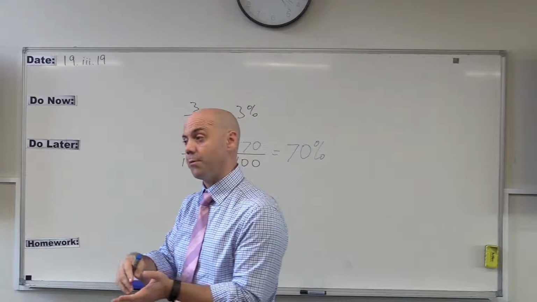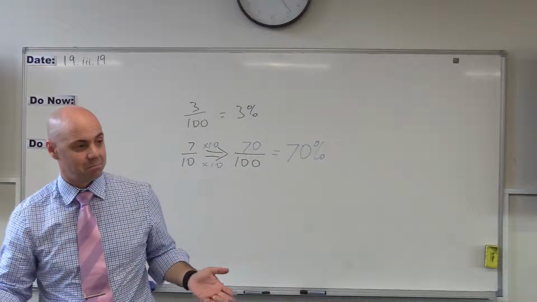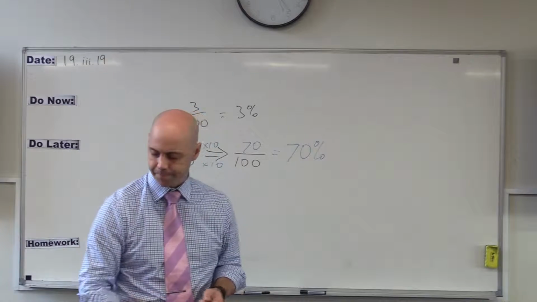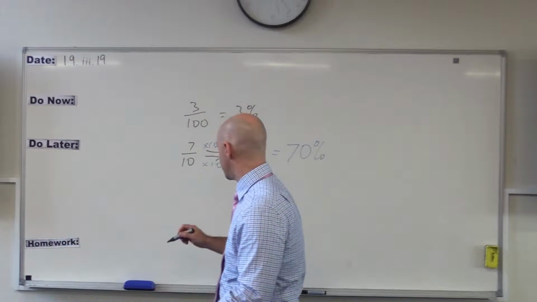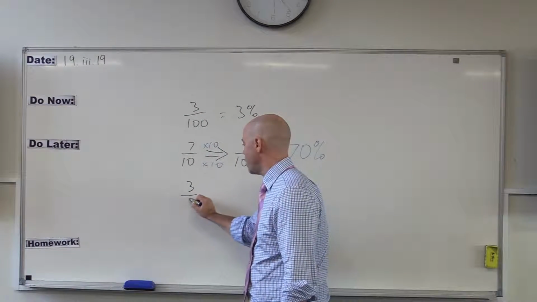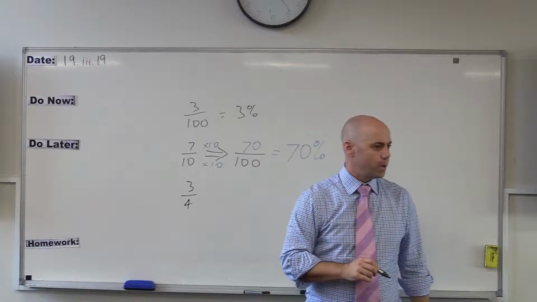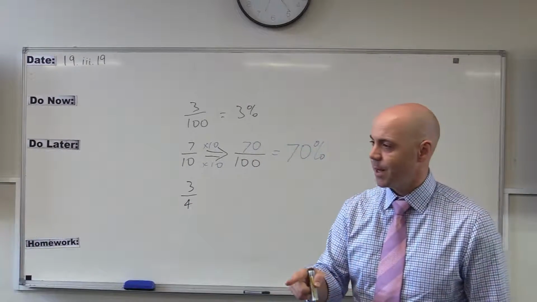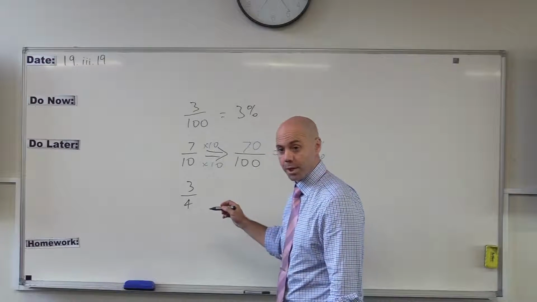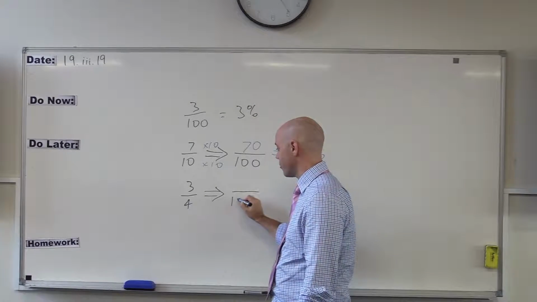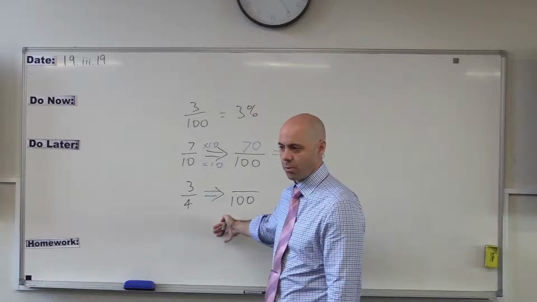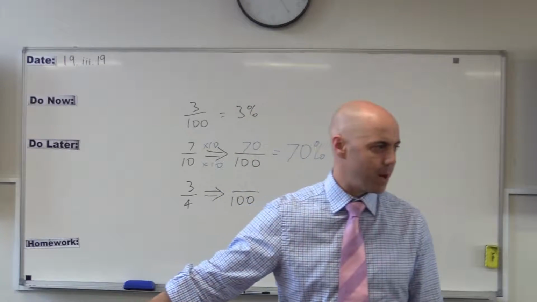Because I've changed it into a fraction over 100, and that makes it really easy to write as a percentage. So, let's do another one. Let's go 3 over 4. I need to change that into what? What am I changing into? Something out of 100. Remember that's what we're aiming for. A fraction out of 100.